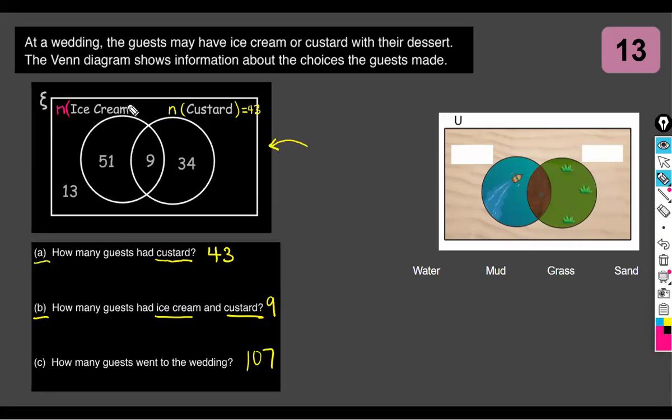And the number of people who eat ice cream is how much? 51 plus the 9. 51 plus 9 is 60. Also, the number of items in the universal set is 107. Those are the only three things I could see missing from that diagram. If the examiner said something's missing from that diagram, you just add it in. I want you all to add it in, so update your diagrams as well.